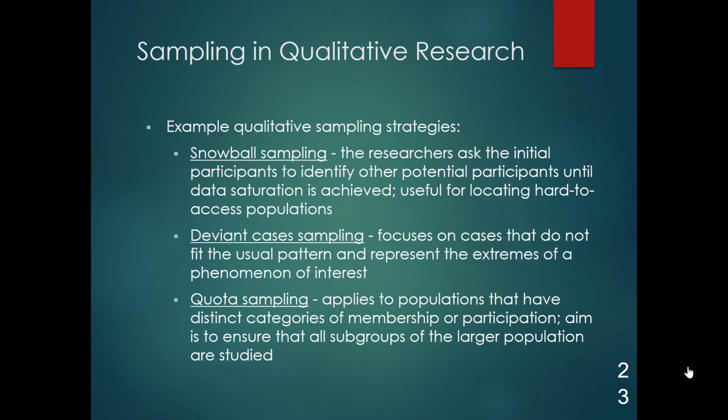With deviant cases sampling, the focus is on cases that usually don't fit the pattern, meaning that they're an extreme case. They're not generally what you would expect. Quota sampling applies to populations that have distinct categories of membership or participation. It aims to ensure that all subgroups of the larger population are studied. So you have a quota, a certain number that you need to have.